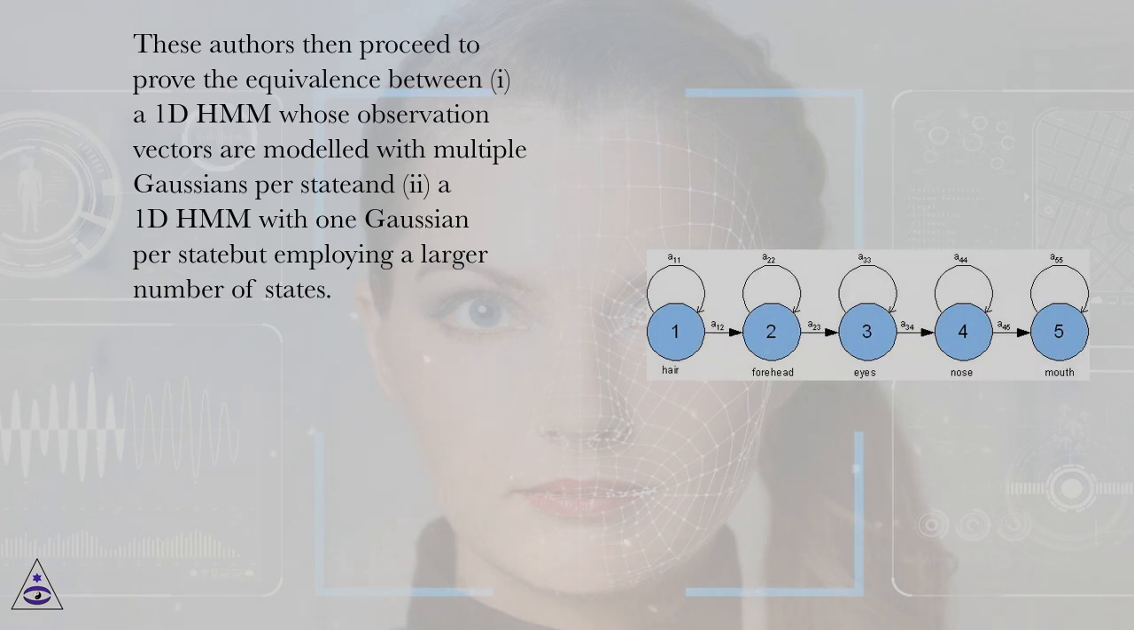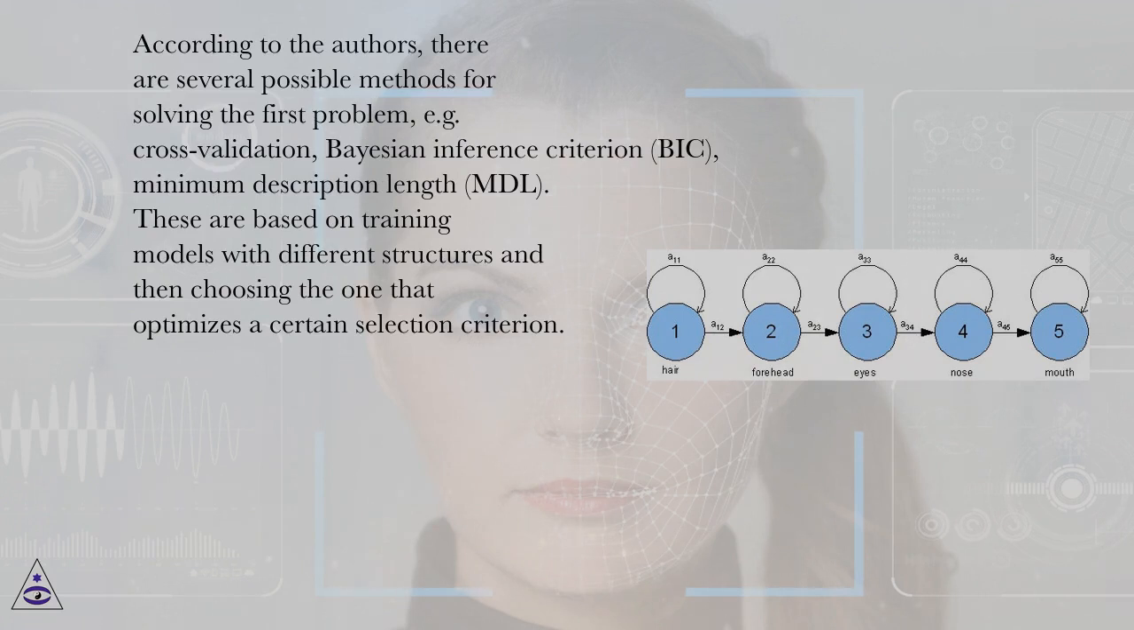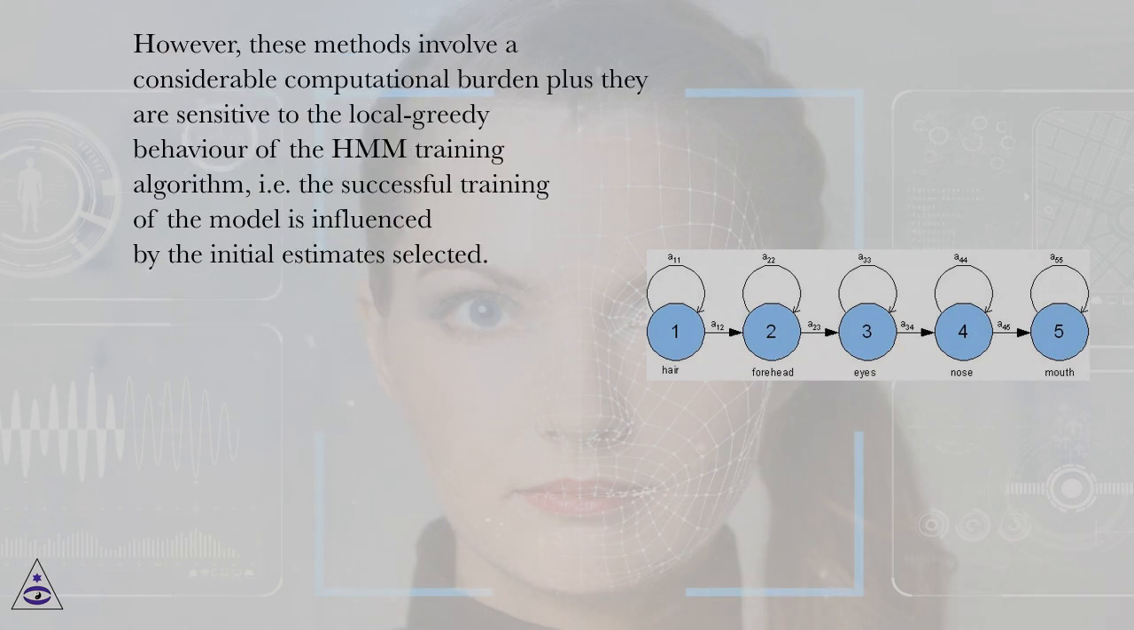According to the authors, there are several possible methods for solving the first problem, for example cross-validation, Bayesian inference criterion, BIC, minimum description length, MDL. These are based on training models with different structures and then choosing the one that optimizes a certain selection criterion. However, these methods involve a considerable computational burden plus they are sensitive to the local greedy behavior of the HMM training algorithm, i.e. the successful training of the model is influenced by the initial estimates selected.